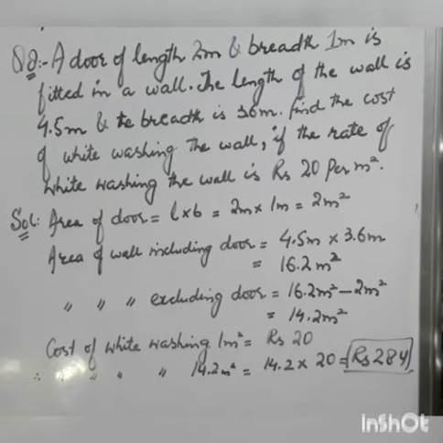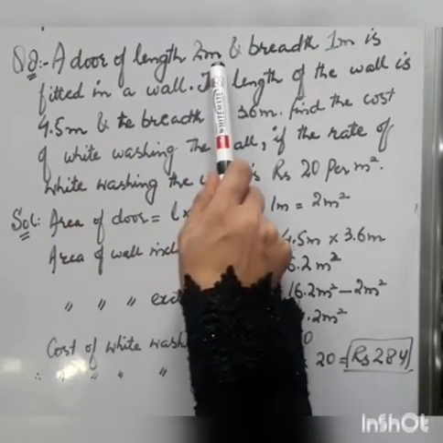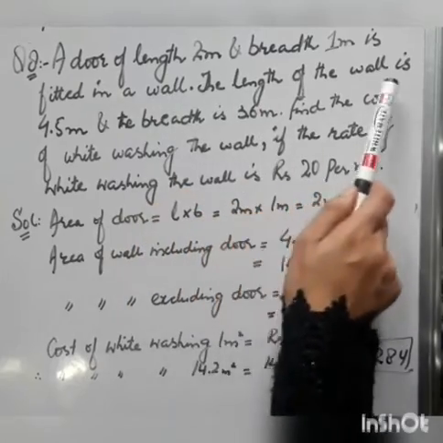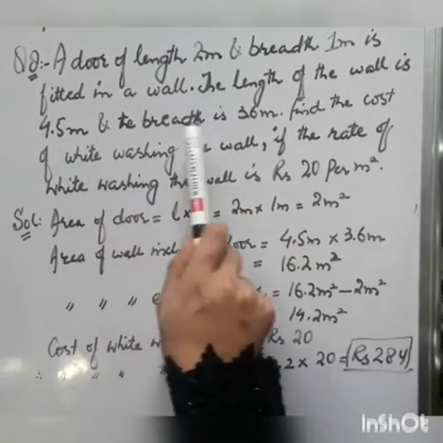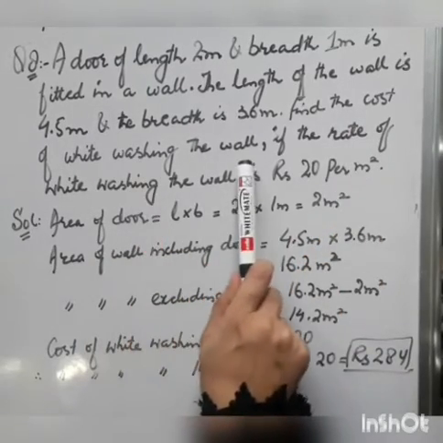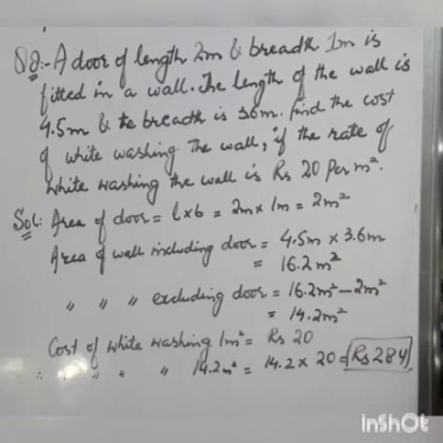Now students, question number 7 of this exercise 11.1, you will do that yourself. That is an assignment for you. Now question number 8 is, a door of length 2 meter and breadth 1 meter is fitted in a wall. The length of the wall is 4.5 meter and the breadth is 3.6 meter. Find the cost of whitewashing the wall if the rate of whitewashing the wall is rupees 20 per meter square.